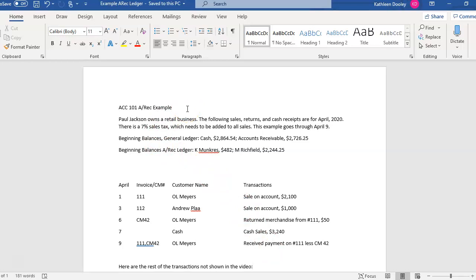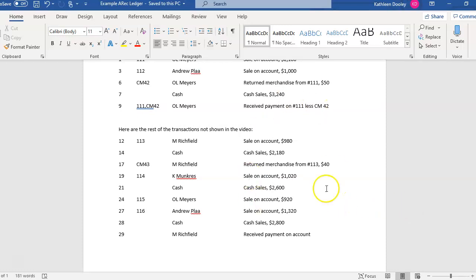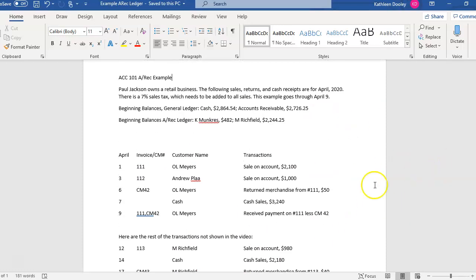The example that I'm using here is problem 11-12B or 10-12B. In some texts, it's 10-11B. In this video, I'm going April 1st through April 9th. Here are the rest of the transactions from that problem if you wanted to ask any questions about any of those. All of those transactions are similar to the transactions that we'll be working with April 1st through April 9th.